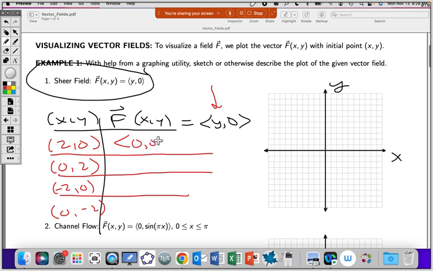So this would be the vector 0, 0. This would be the vector 2, 0, 0, 0. Negative 2, 0. And you can go over here and plot at the point 2, 0, we have the vector 0, 0. At the point 0, 2, we have the vector 2, 0. At negative 2, 0, we have 0, 0. And so on.